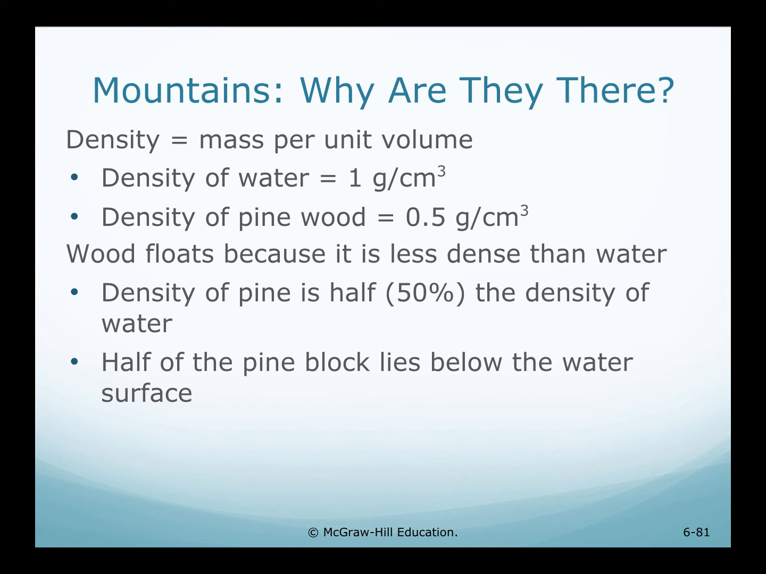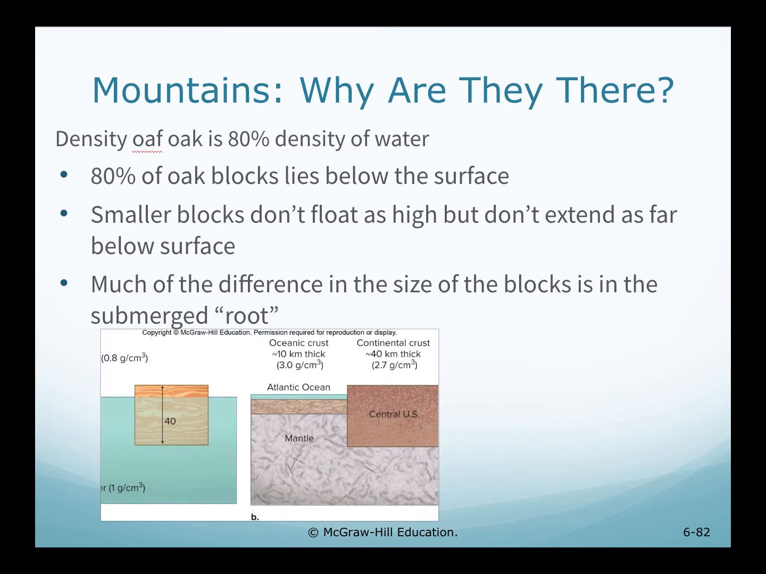Wood floats because it's less dense than water. The density of pine is half the density of water, so it rises above the water. Half of the pine block lies below the water surface. The density of oak is 80% the density of water, so 80% of the oak block lies below the surface.